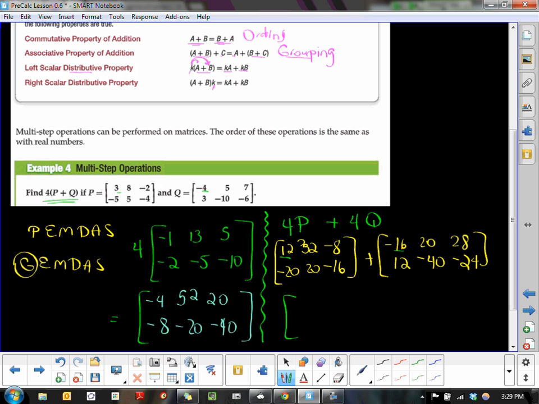the 12 and the -16 is -4. The 32, which is hard to read, and the 20 gives us 52. The -8 and the 28 gives us 20. The -20 and 12 gives us -8. And the 20 and the -40 gives us -20. A negative 16, a negative 24 is a negative 40. So whether you use the distributive property with the scalar, or if you go ahead and add first and then multiply by your scalar 4, you should get the same result.